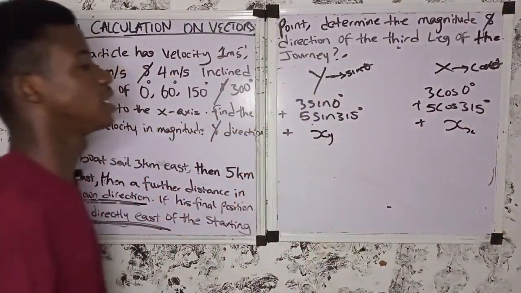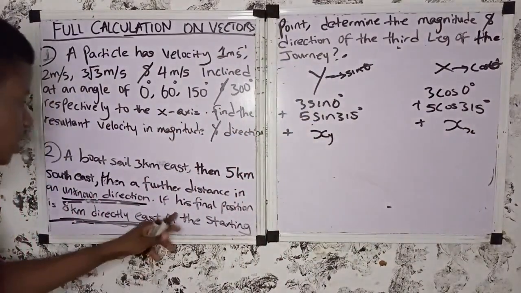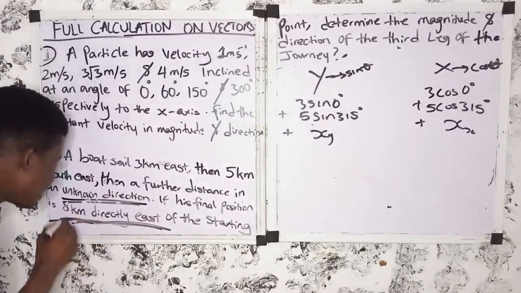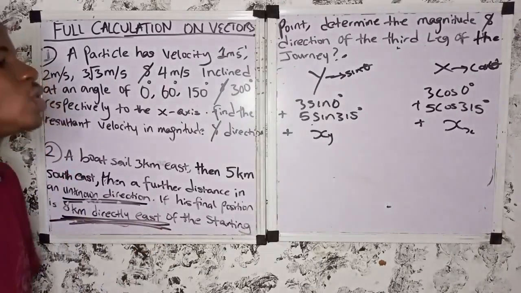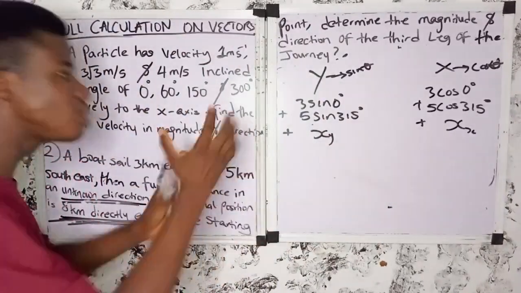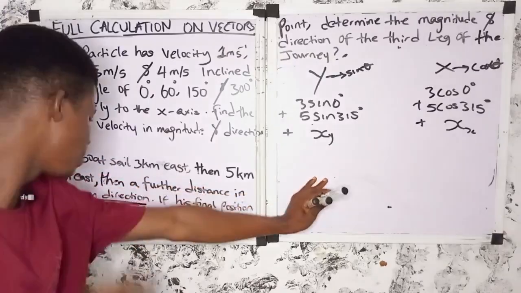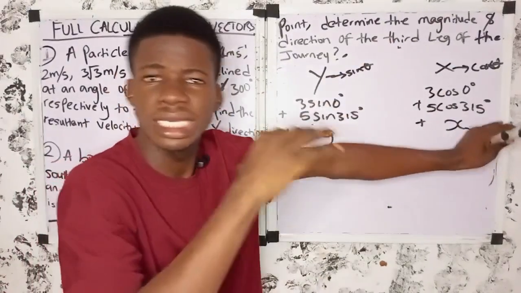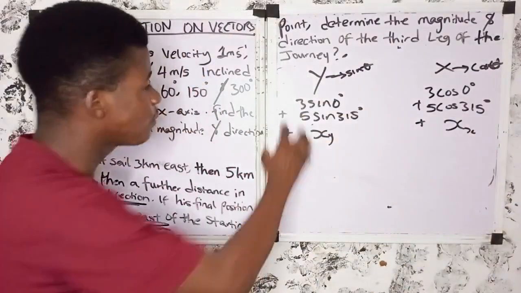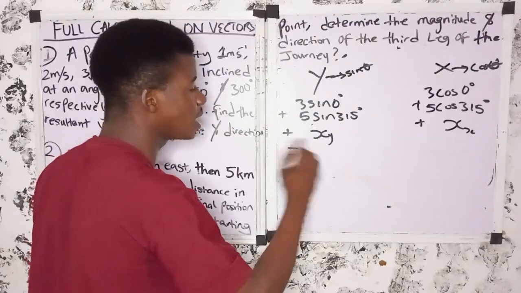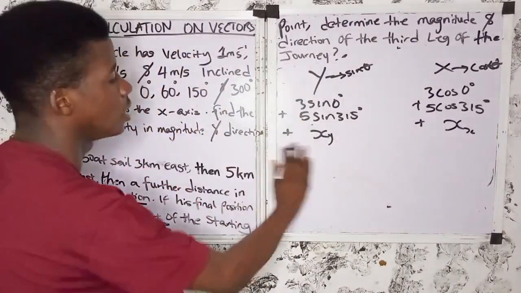Now they said his final position is 8 kilometer east. They said the total of everything is 8 kilometer east. So if you add everything, the total is what? Let me arrange it now.